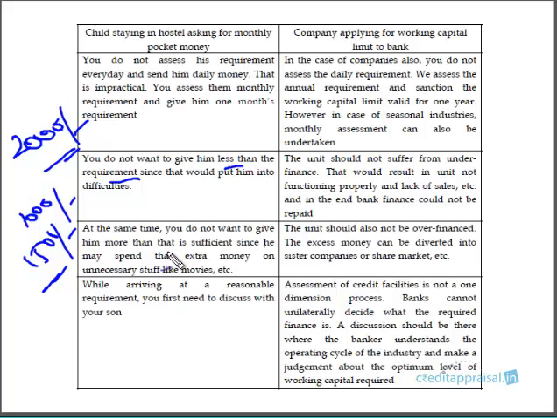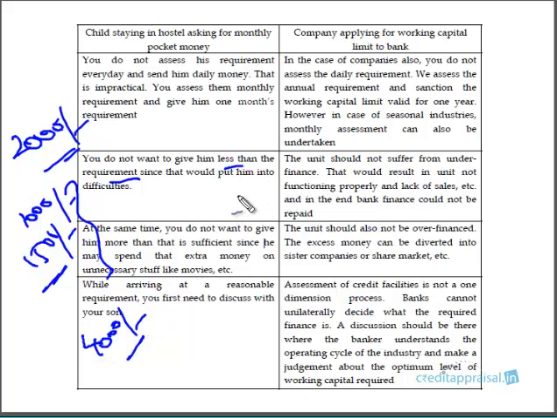You don't want that sort of situation. Yes, you don't want to over finance in the sense that you don't want to give him 4000 or 5000 and spoil him, but at the same time you also don't want to under finance him. In the case of companies also, as a banker, as an assessing officer, as a credit processing officer, it is your duty to see that the unit is not over financed.